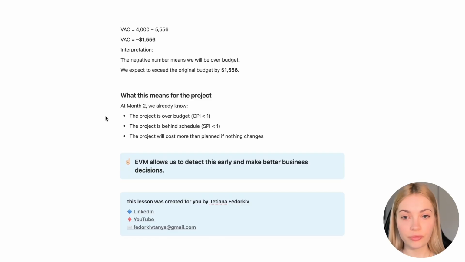So what does this mean for this project? At month 2, we already know that the project is over budget because cost performance index is below 1. The same for the schedule, where the project is behind it. Schedule performance index is under 1. So the project will cost more than planned if nothing changes. In this way, earned value management allows us to detect it early and make better business decisions.